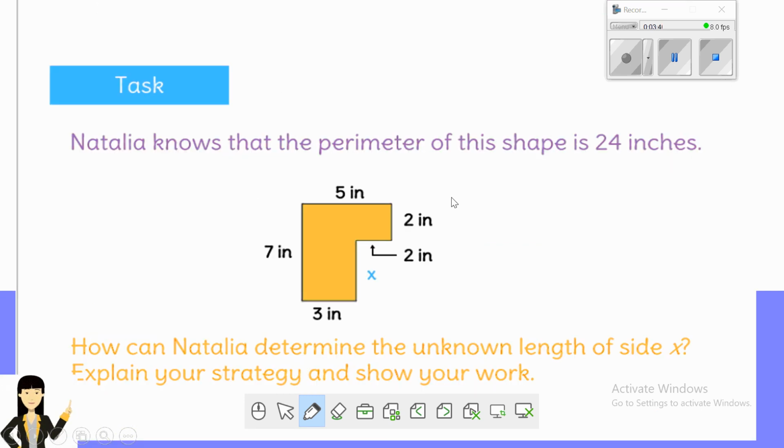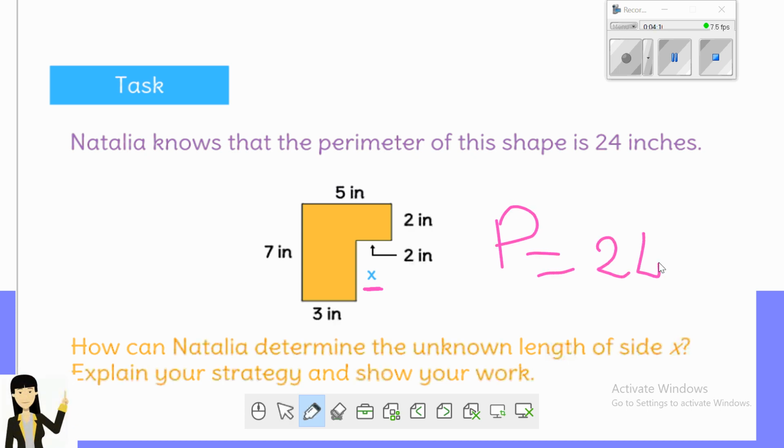Now, let's see. Here we also have something we call an unknown. We have this example. What is the meaning of unknown, which is x? It's the unknown length of a side. We have to find it. So here Natalie knows that the perimeter of this shape is 24. So we already have the perimeter, 24, but we still have one side we don't know. How will we find it? It's easy to know. Look at me.